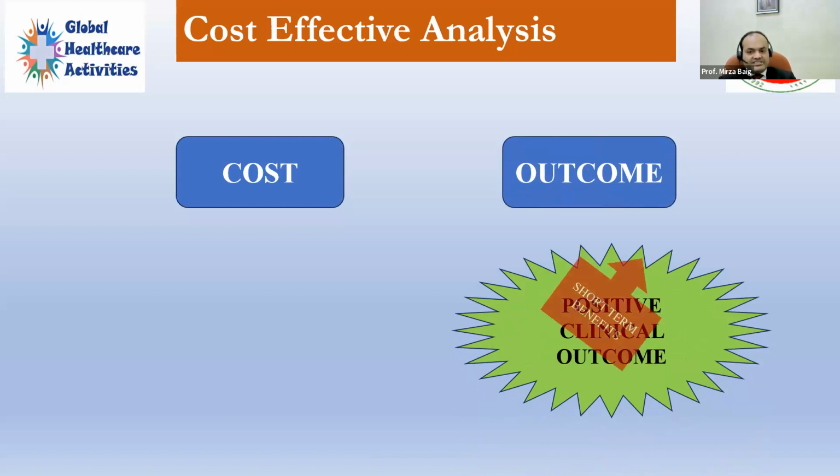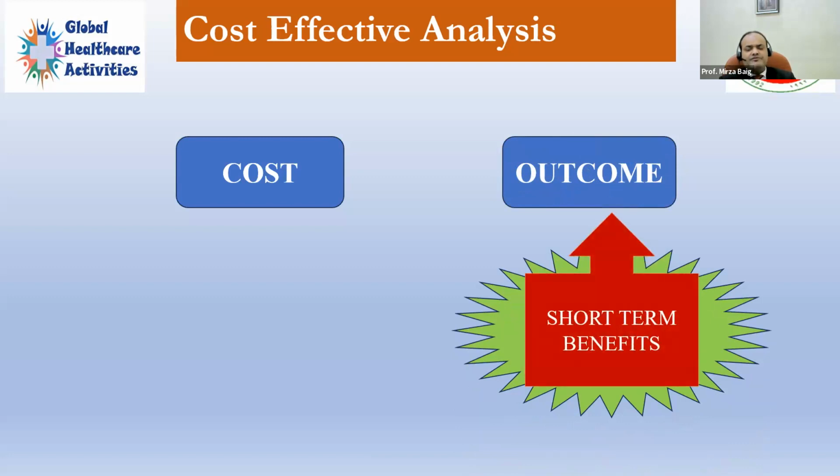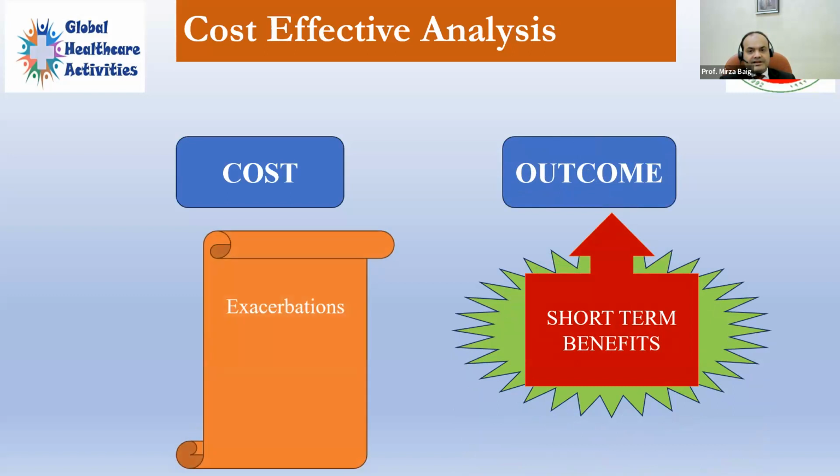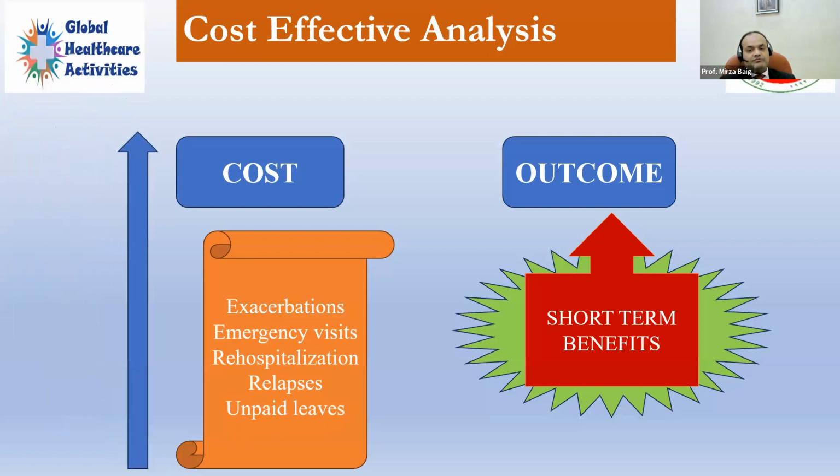And while doing this comparison, sometimes you may feel that drug A is the best one and the most economical, but it may give only short-term benefits. But we have to see what the long-term benefits are, especially for chronic diseases. When you see the long-term picture, as I have mentioned earlier, there might be exacerbation of the disease, emergency visits, rehospitalization, relapses of the disease, and unpaid leaves. Again, indirectly, it increases the overall cost of the medications. So we should not just depend on the short-term benefits.